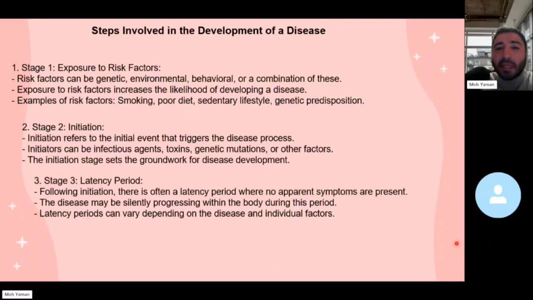Latency period is when the patient has the disease but is asymptomatic. There are no symptoms yet. We can say that the disease may be silently progressing in the body during this period.